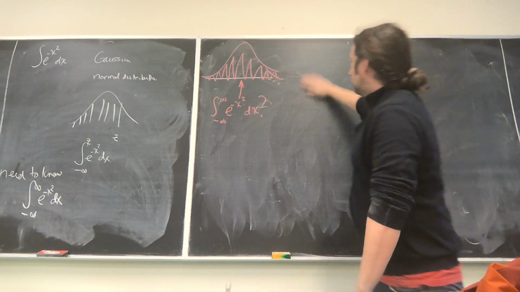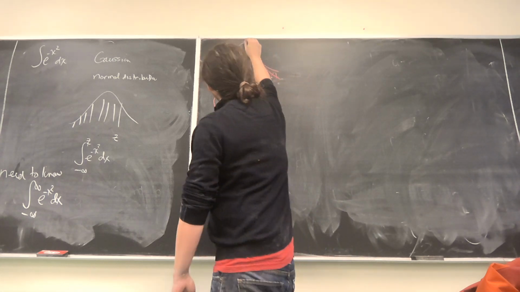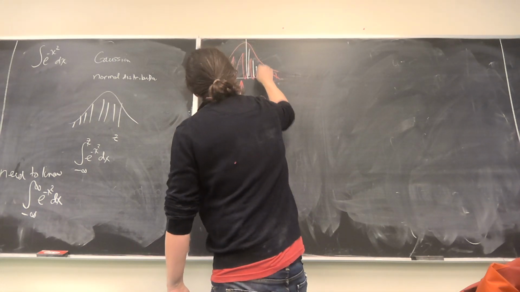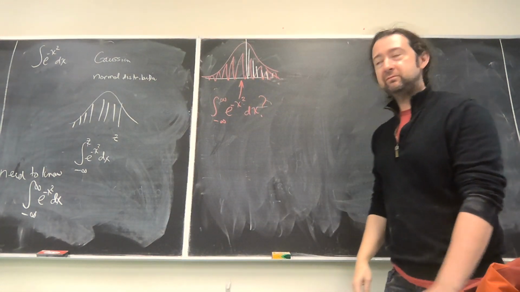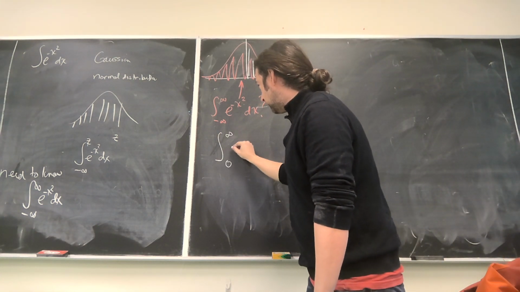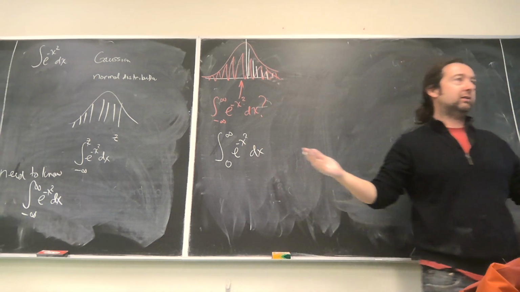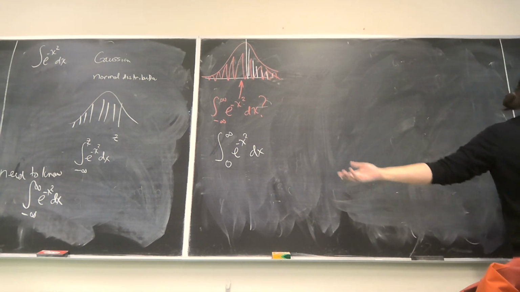All right, well, let's take a look at a slightly easier problem. What if I cut it in half and just did half of it? Then I would be looking at the integral from 0 to infinity of e to the minus x squared dx, just so I have one limit instead of two running around. And if I know half of it, I know the whole thing. It's symmetric, right?